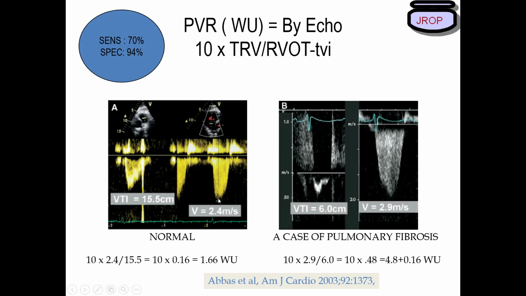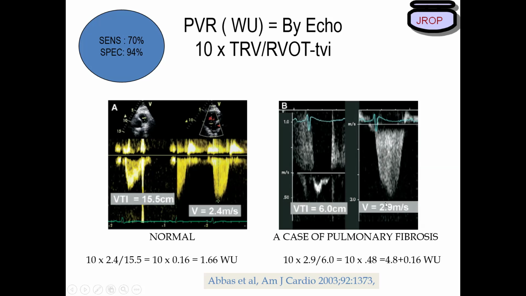The velocity is 2.4 meters per second. VTI is 15.5. 10 into 2.4 meters per second divided by 15.5. This is 10 into 0.16, which is 1.6 Wood's units, which is considered to be normal.